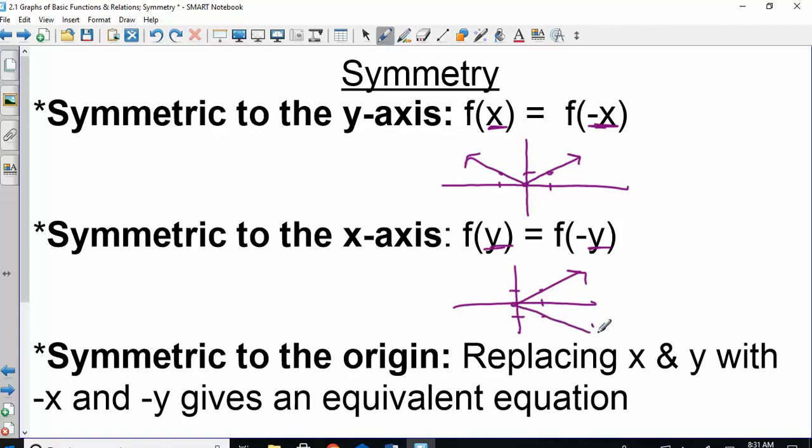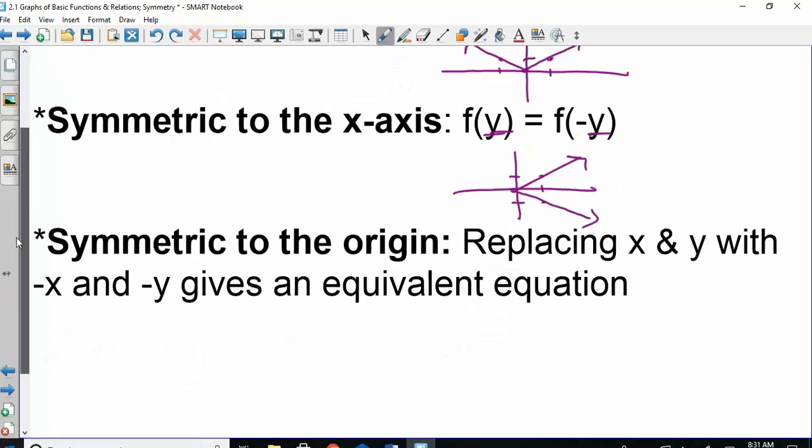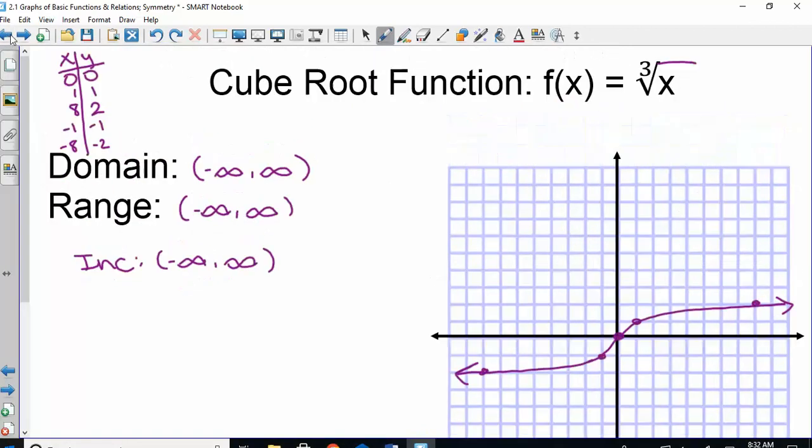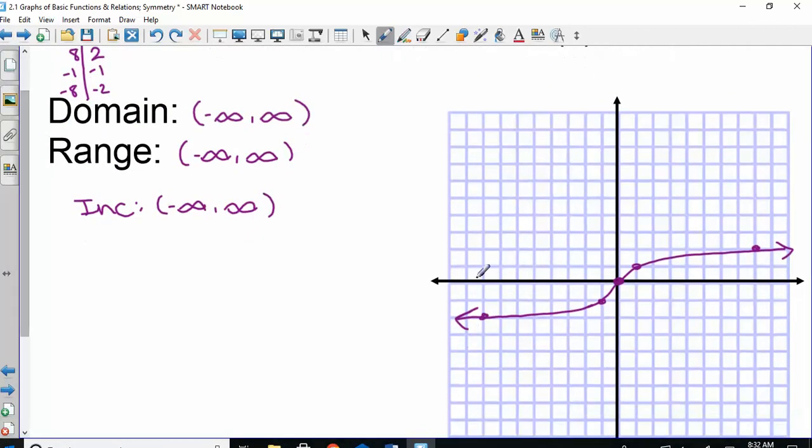Is it going to be a function if it's symmetric to the x-axis? No. It would always fail the vertical line test if that worked. Symmetric to the origin. So symmetry to the origin requires you to flip over both the x and the y-axis. So if I took any of these graphs and flipped it over both the x and the y, would any of those overlap themselves? The cube root. Okay, if I just flipped it over the x, then it kind of looks like that. And then if I flip that over the y, it overlaps the original.